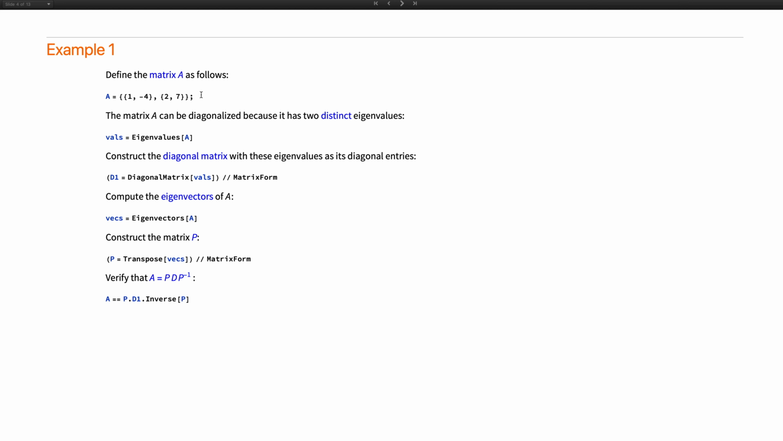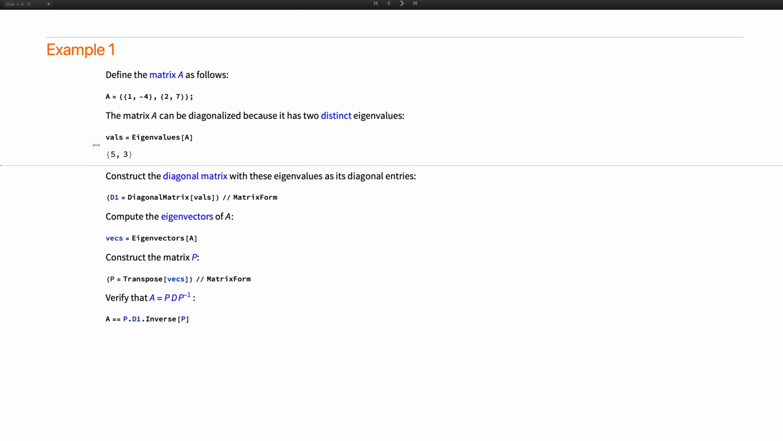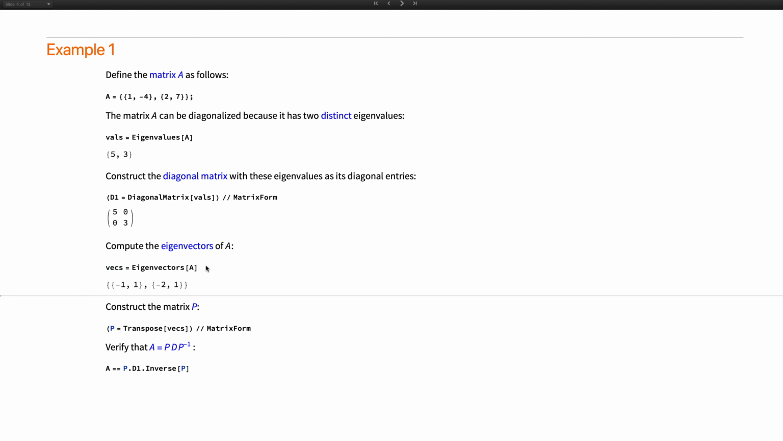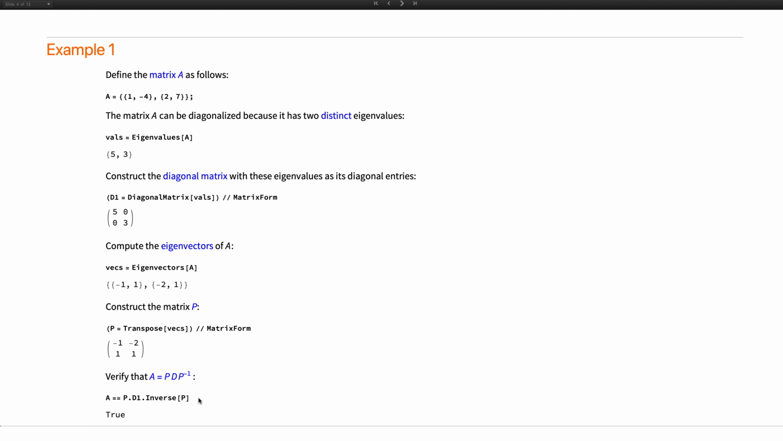As an example, here is a matrix A. It's a 2 by 2 matrix. It has two distinct eigenvalues, 5 and 3. So what you do is you construct a diagonal matrix with those as the diagonal entries. You've got 5 and 3 here. You find the eigenvectors, take a transpose, and you get the matrix P. And then finally you can check that A is equal to P times D times P inverse.